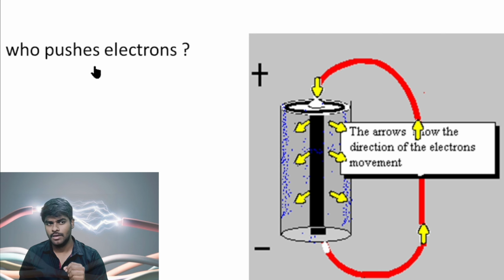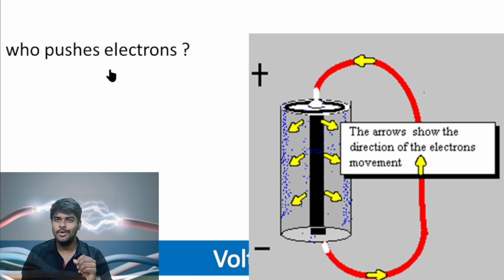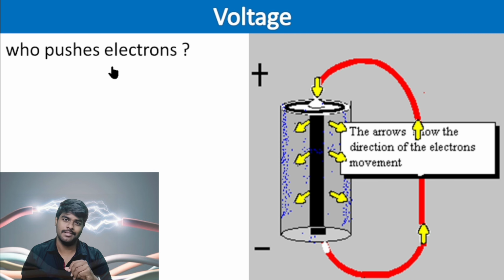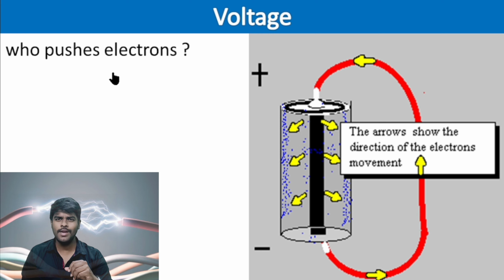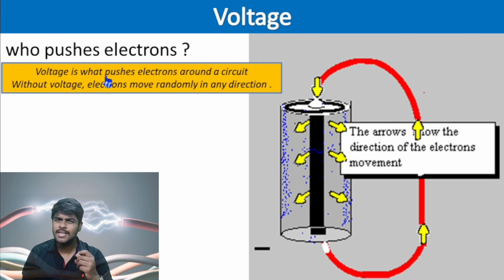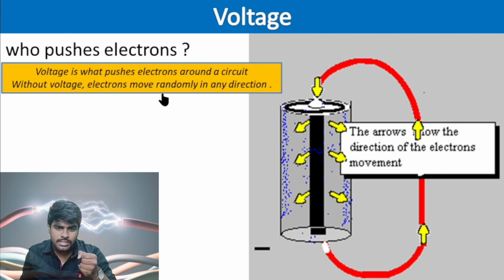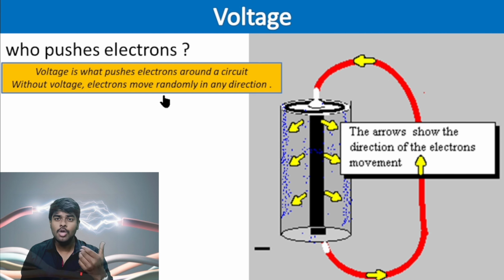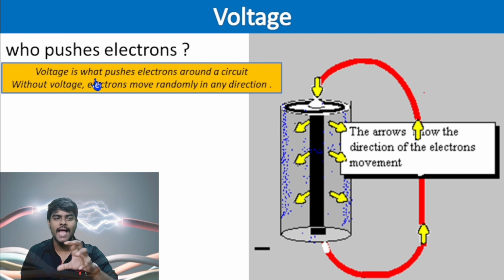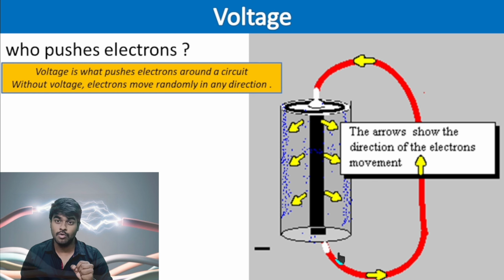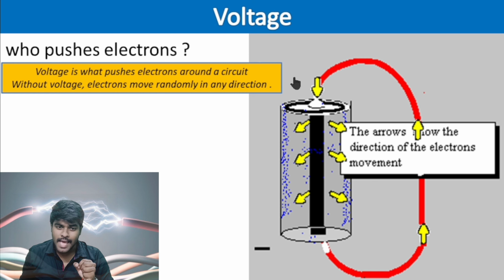This is the main point. Now the question: who pushes electrons? The answer is voltage. What is the meaning of voltage? Voltage is what pushes electrons around a circuit. Without voltage, electrons move randomly in any direction. So voltage is what pushes electrons around a circuit.